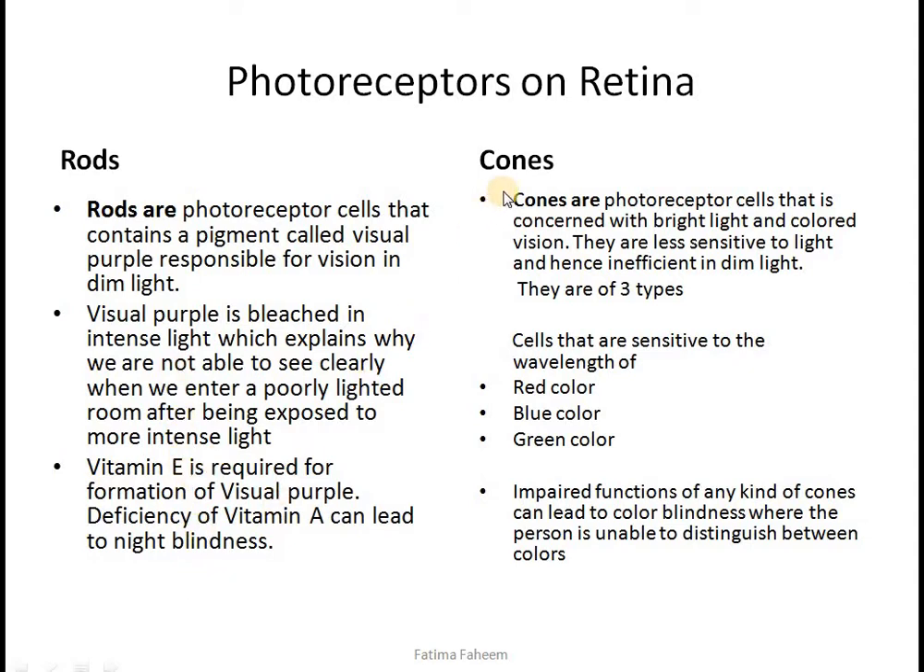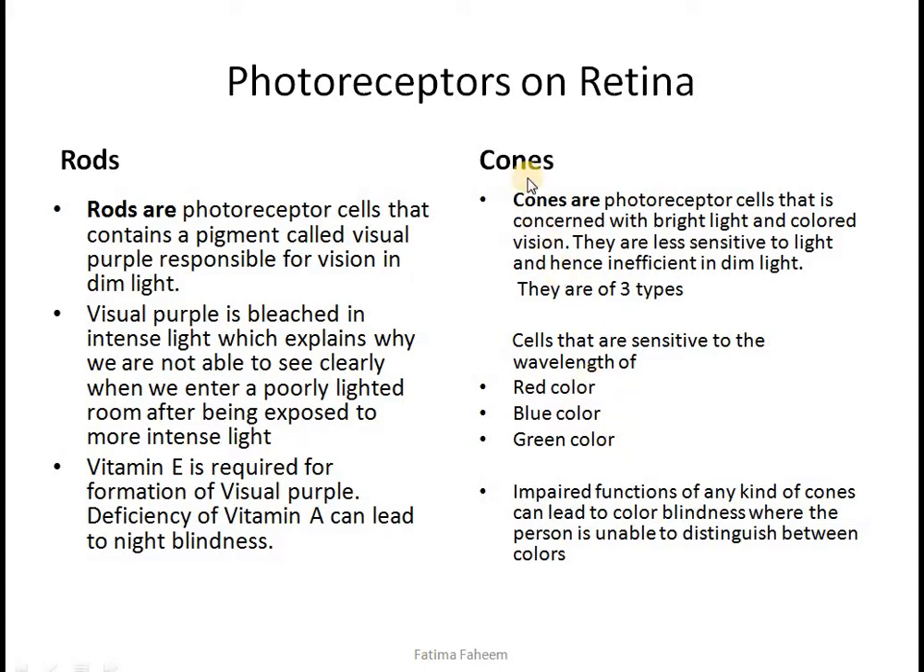Let's come to cones now. These are the photoreceptor cells that are less sensitive to light and hence insignificant or inefficient in dim light. So for dim light you need to have good rods, and for bright light vision or colored vision you need to have functional cones. Now cones are of three types. There are three kinds of cones: the cells that are sensitive to wavelength of red color, blue color and green color.